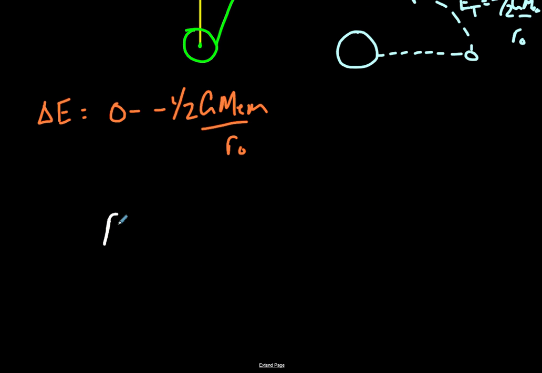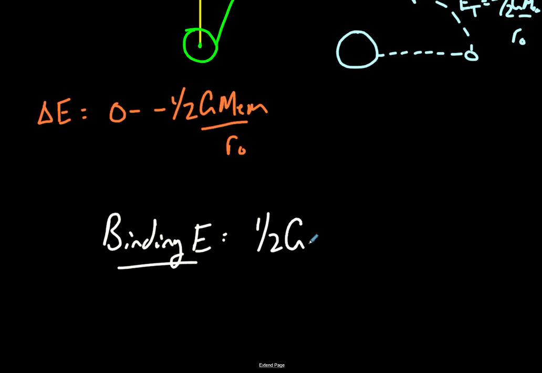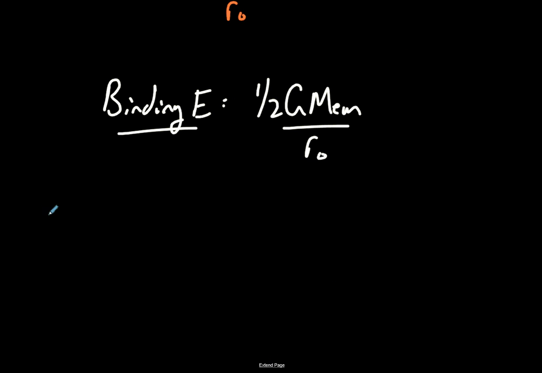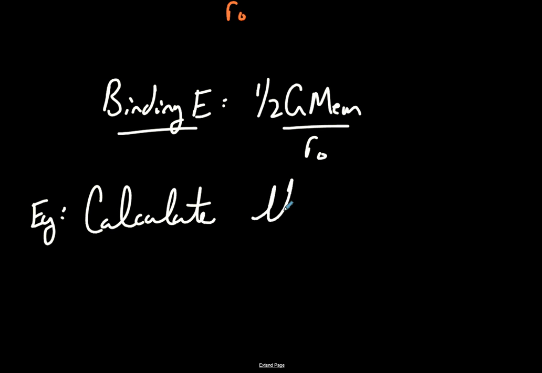So the binding energy of any satellite, in other words, how much extra energy I would need to give it to pull it off the planet, to pull it out of the well, is just the positive 1/2 G M_E m over R naught. So here's an example. Calculate the binding energy of the moon.